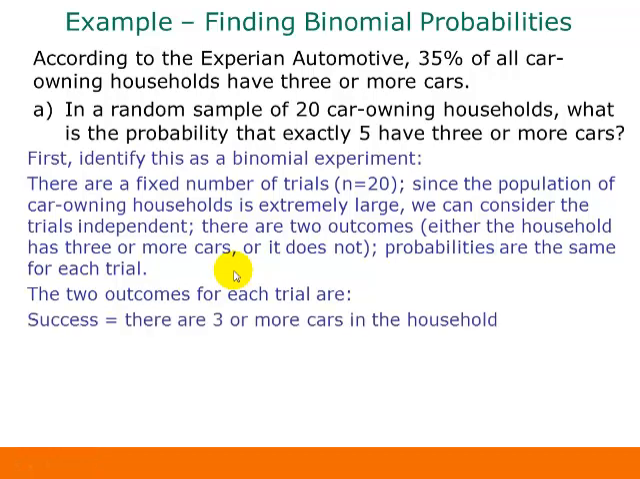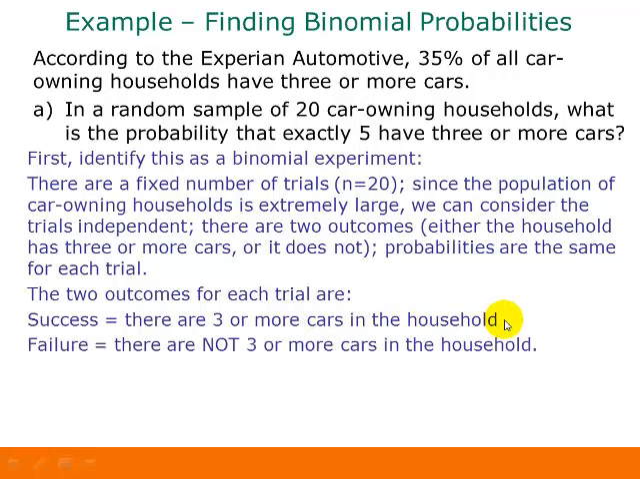Okay, so the 2 outcomes for each trial are success, that there are 3 or more cars in the household, and failure, there are not 3 or more cars in the household. And this is something that we can define when we're setting up the problem. So I just decided to define success as there being 3 or more cars in the household.